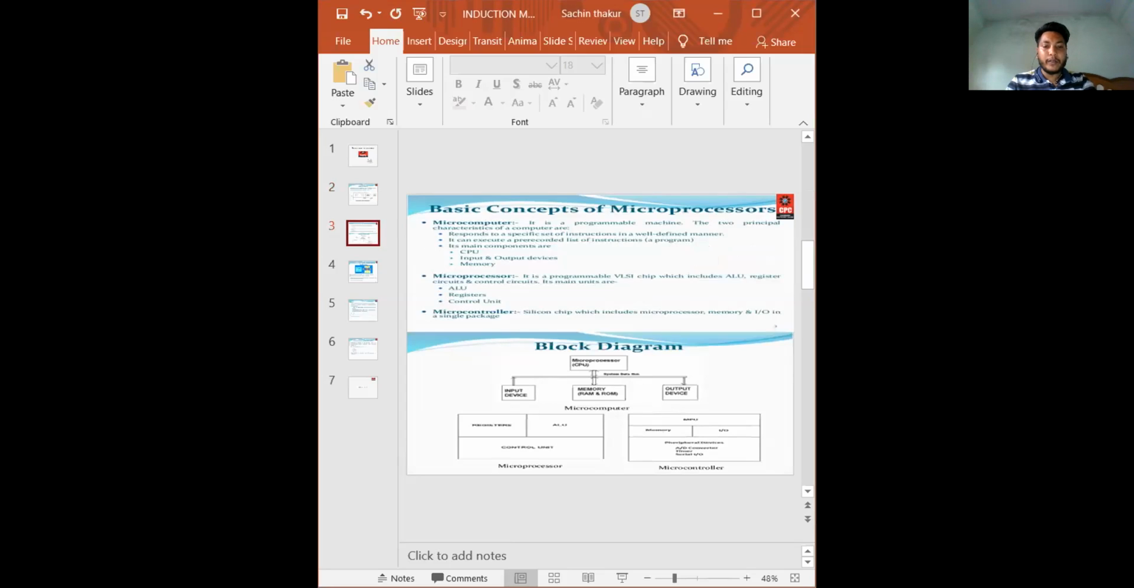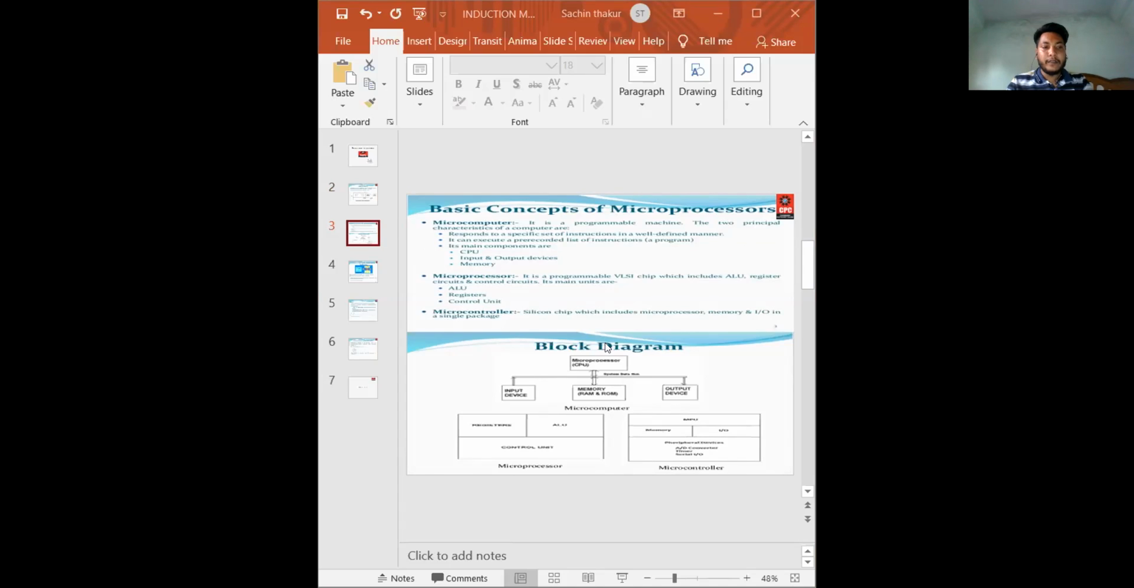introduction of microprocessor. First of all, what is a microprocessor? The word comes from the combination of micro and processor. The processor means a device that processes numbers, specifically binary numbers, that is, in the format of zeros and ones. That is known as binary numbers. And micro is the new addition.